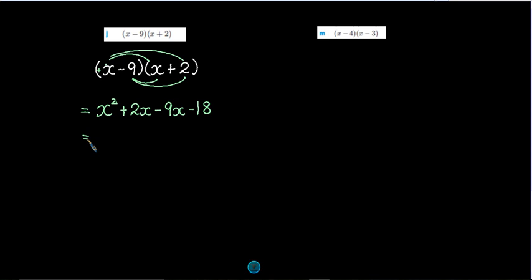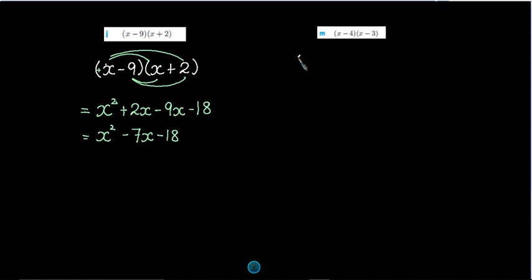It's time to gather like terms. There's only one x squared, so I pop x squared. 2x take 9x, so 2 take 9 is minus 7, and you pop the x there, minus 18. Okay, again, for those out there who are a little bit unsure about 2 take 9, use your calculator or a number line.